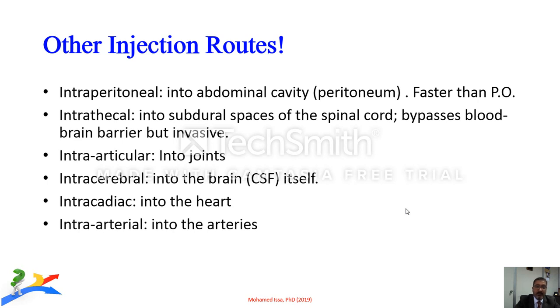Intravenous, intramuscular, subcutaneous, and dermal, these are the most famous, the most common routes. But there are so many other injection routes. We have peritoneal, where we inject drug into the peritoneal cavity. Some vaccines can be injected this way. Intrathecal, we go directly to the brain, and we can escape the blood-brain barrier. We place a drug very close to the CNS. Intra-articular, we inject into the joints. In some cases, patients suffering from severe arthritis can inject corticosteroids into their joints to treat the inflammation and the pain.